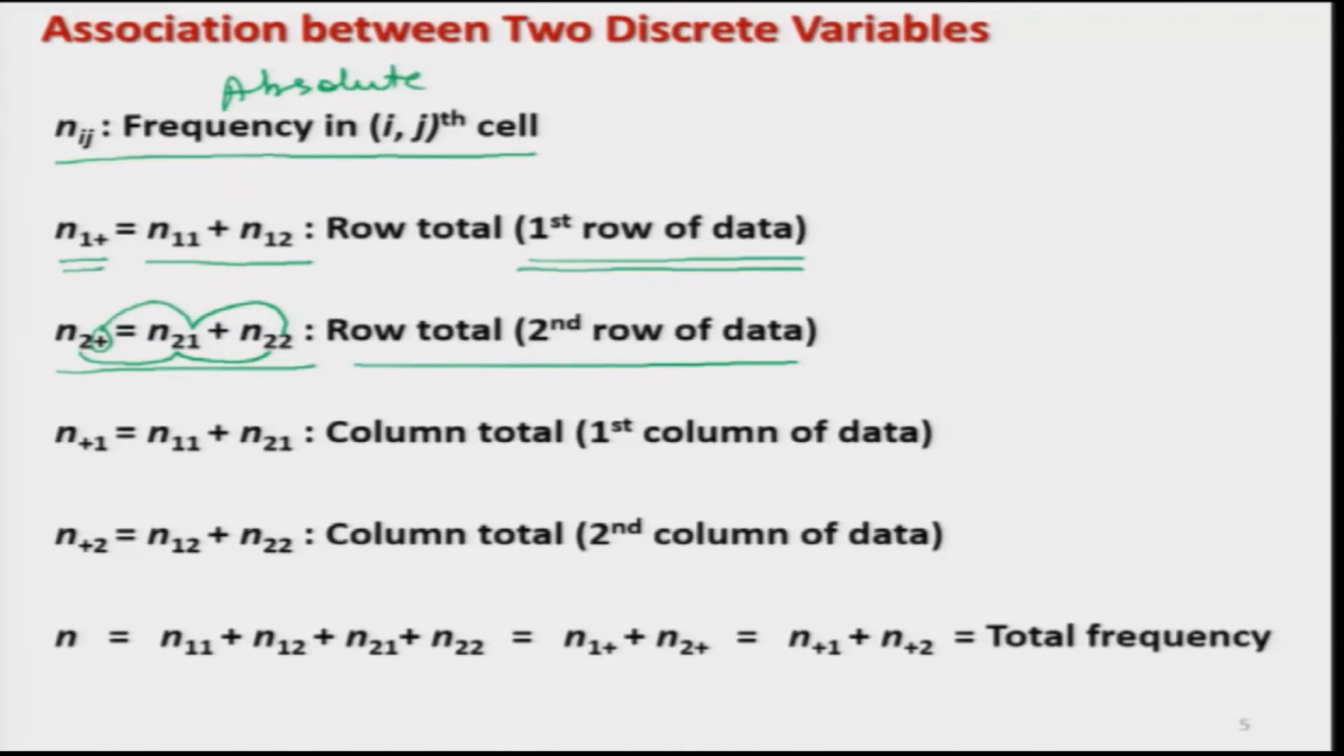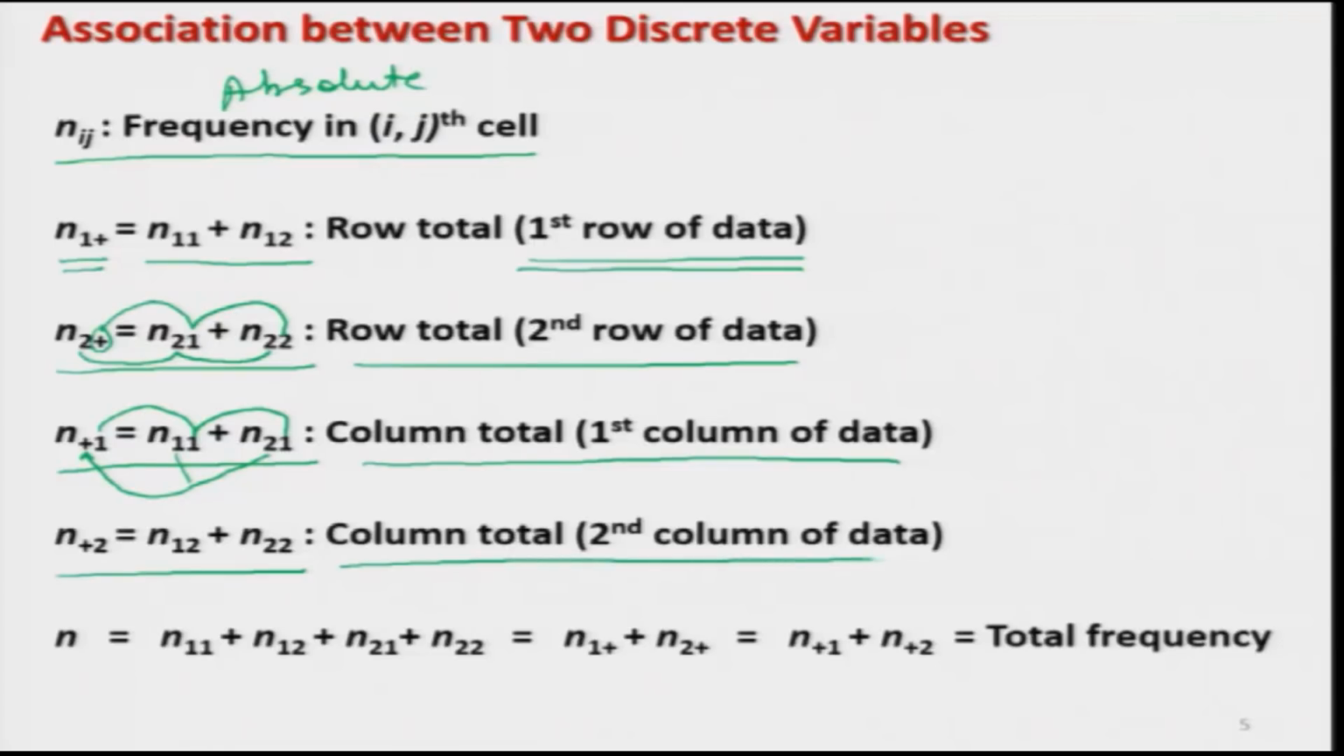And similarly, in the case of columns, n plus 1 is equal to n11 plus n21. So, you can see here the sum is obtained over this 1 and 2, and this is indicated by the plus sign, and the other index remains the same. This is going to give us the column total of the frequency of the first column. And similarly, n plus 2 is equal to n12 plus n22, and this quantity is going to give us the sum of the frequencies in the second column.